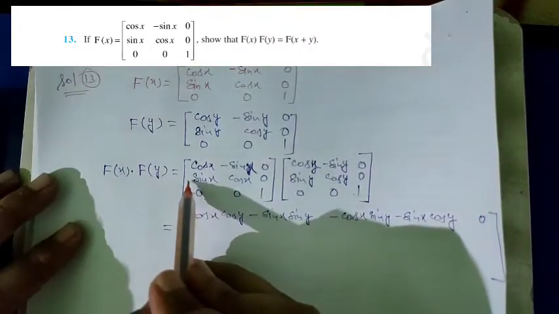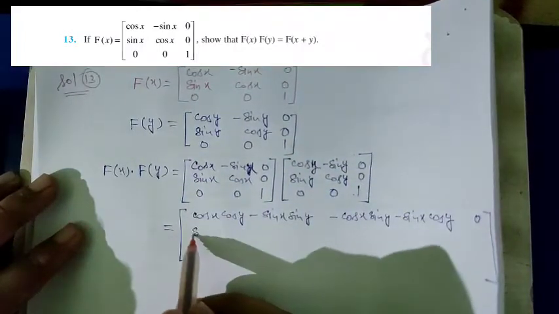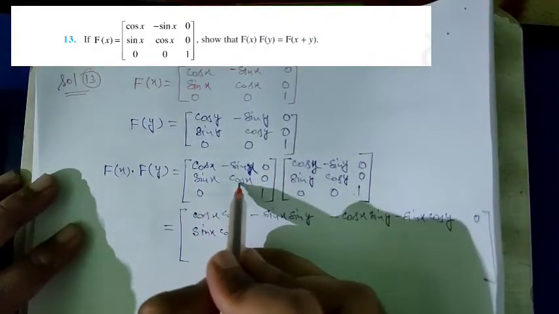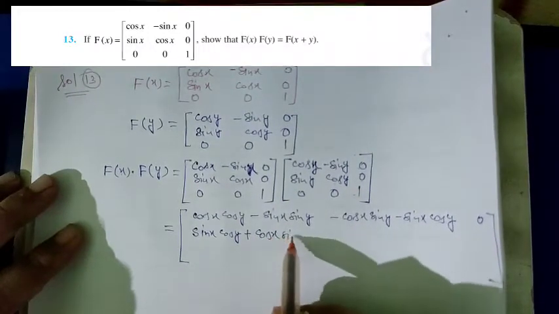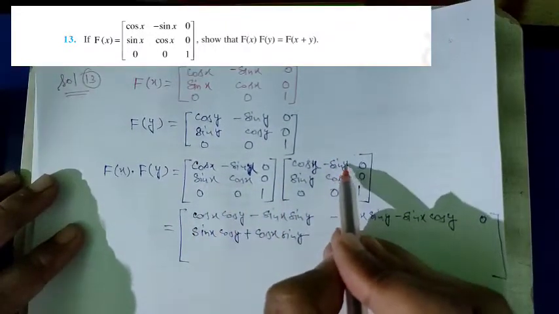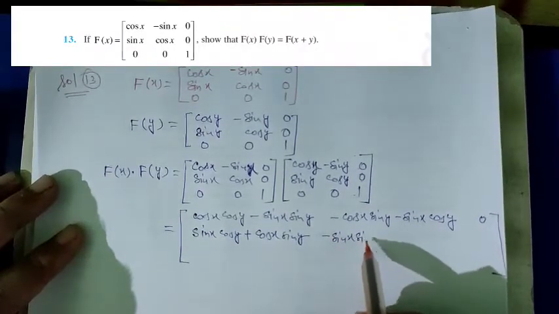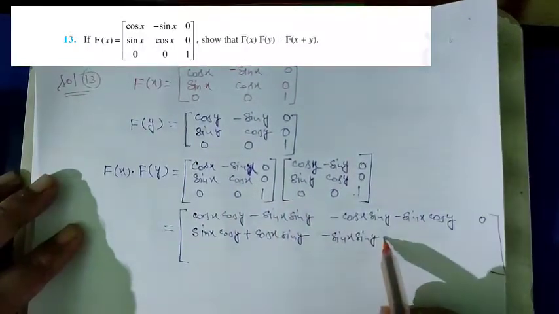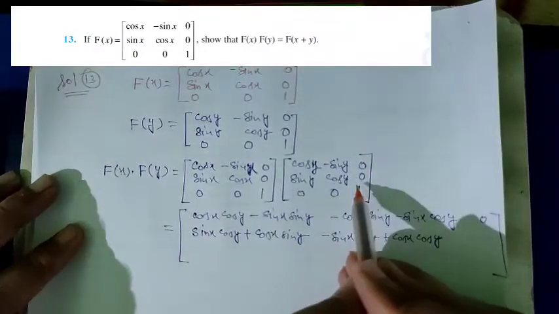Same way, second row, this multiplies the first column: sin x into cos y, cos x sin y. This multiplies this: sin x into sin y, minus sin x sin y, cos x into cos y, 0 into 0.